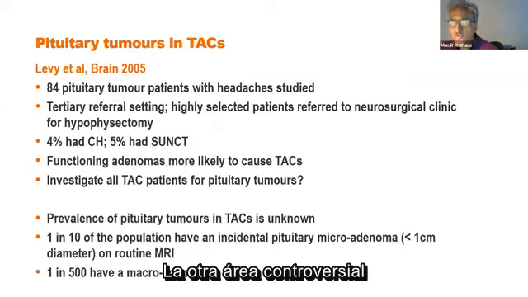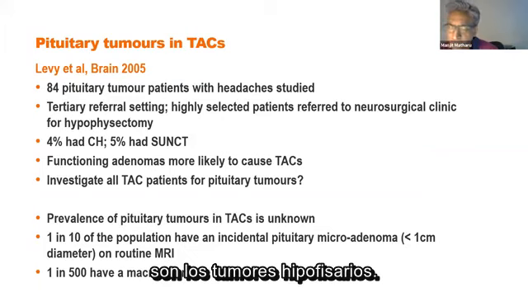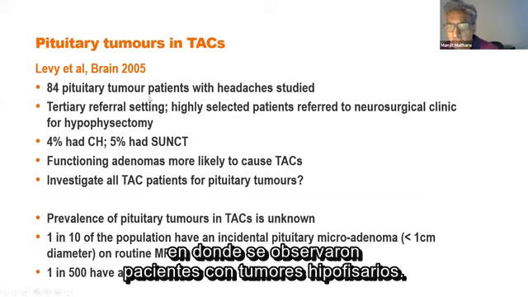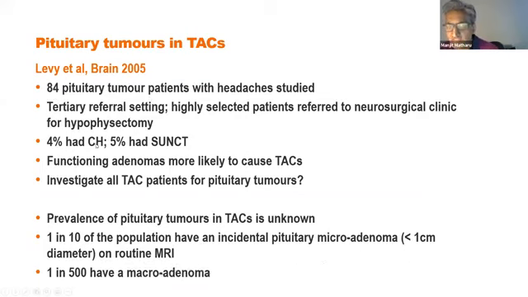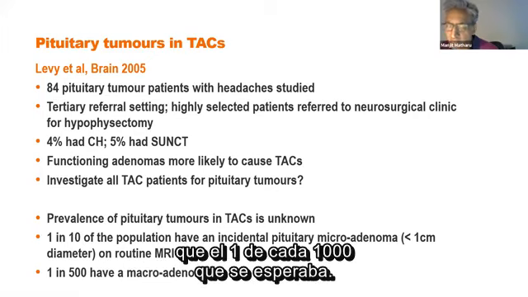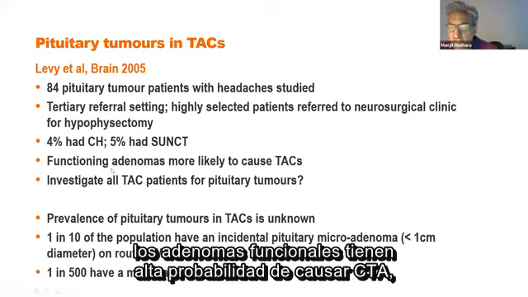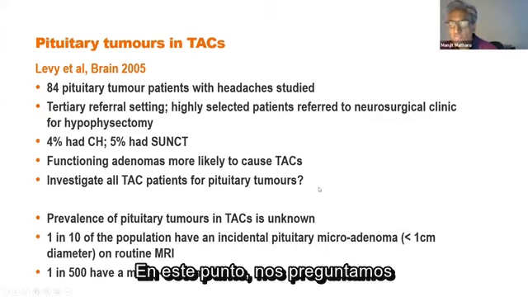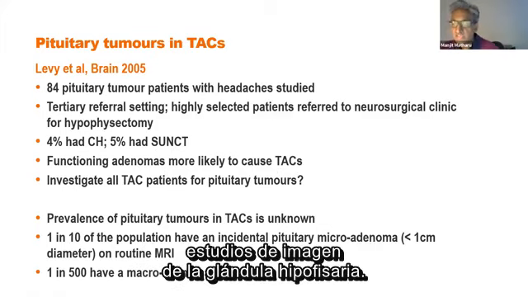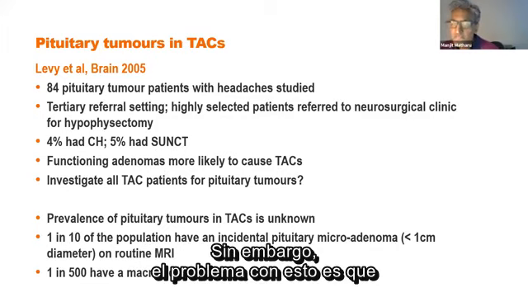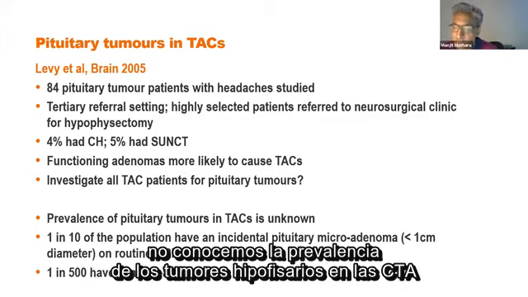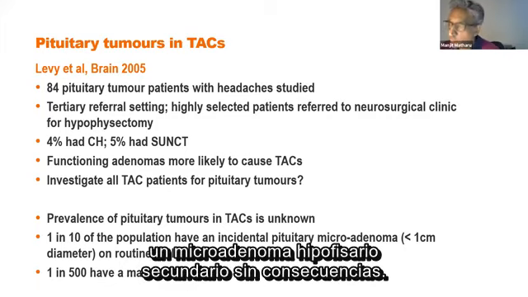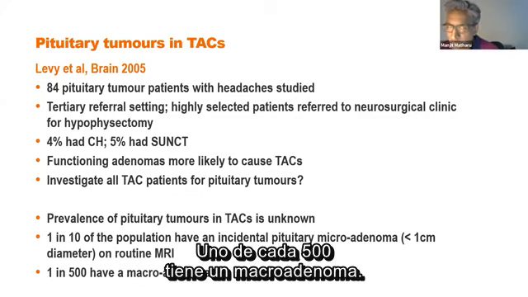The other controversial area is, what about pituitary tumors? So there's a study we published back in 2005 where we looked at patients with pituitary tumors, and we reported that 4% of these patients had cluster headaches, which is much higher than the 1 in 1,000 that you would expect. And what we found was that functional adenomas were much more likely to cause attacks, including SUNCT and cluster headache. So at that point, we wondered whether all the patients with attacks should have imaging of the pituitary done. The problem with that, though, is that we don't know what the prevalence of pituitary tumors in attacks is, and 1 in 10 of the population have an incidental pituitary microadenoma of no consequence. 1 in 500 have a macroadenoma.